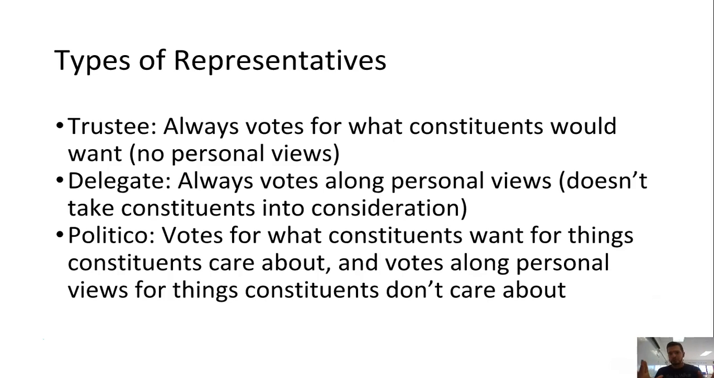Again, these are really broad strokes, guys. Most often, people are going to be the politico type of representative. They are going to vote for what constituents want on things that their constituents care about. And then they're going to vote along their personal views for things that their constituents might not care about. So most people are probably going to be somewhere in the middle, something like a politico, but trustees are closer to the House, delegates closer to the Senate.